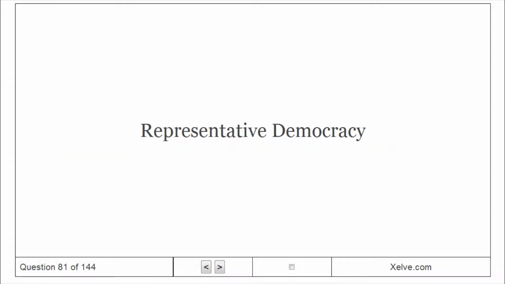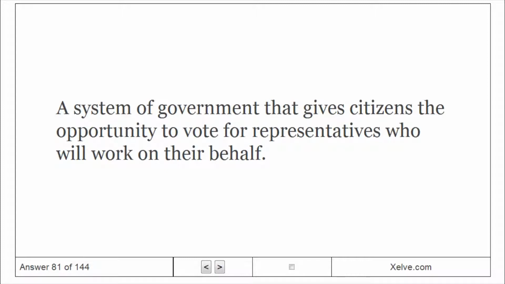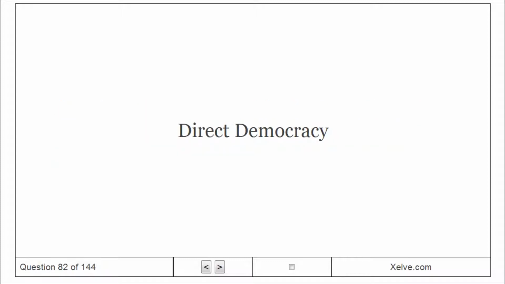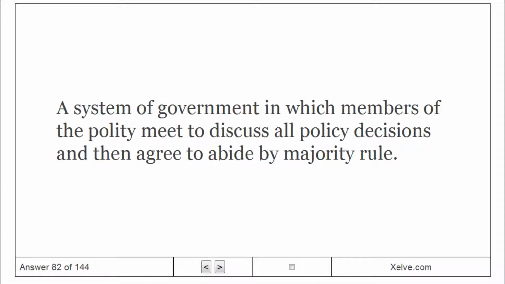Representative democracy. A system of government that gives citizens the opportunity to vote for representatives who will work on their behalf. Direct democracy. A system of government in which members of the polity meet to discuss all policy decisions and then agree to abide by majority rule.